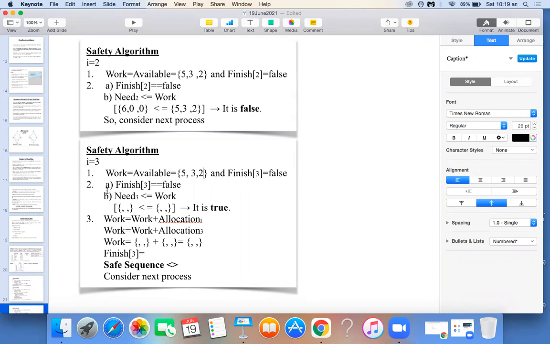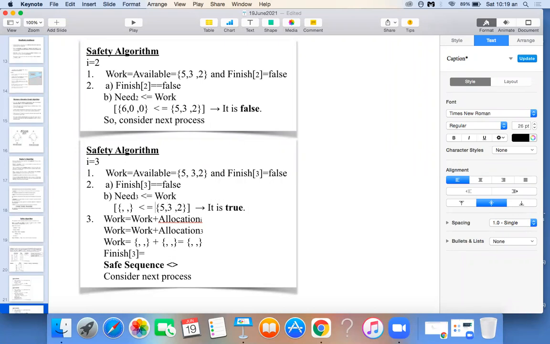Next, go to step number 2. Finish of 3 is equal to false, which indicates that process P3 has not completed its execution. Fine. Next, go to step number 2B. Need 3 is less than or equal to work. We have to check. So first fill that value. Work means 5, 3, 2.